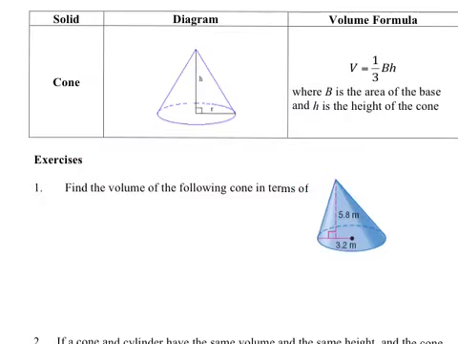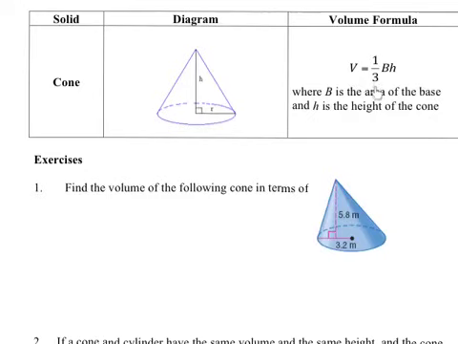Our next shape is a cone, and a cone has a circular base. So a circular cone has a circle as a base, and then we have a height. Now it's not necessary that the vertex be centered over the center of the circle. If you see down here in this diagram, it really doesn't matter. The formula is the same.